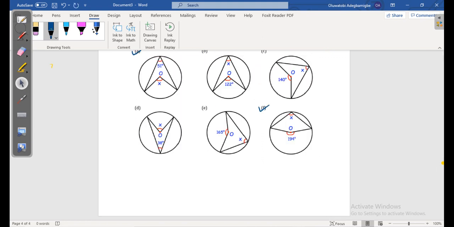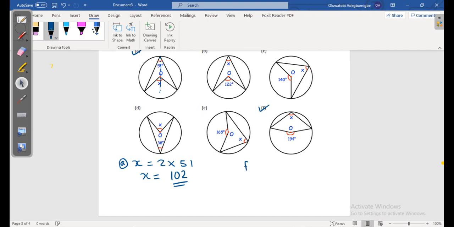This is the angle at the circumference. So if you draw, it stops here, X is closer. So X is the angle at the center, which is 2 times the angle at the circumference, which is 51. And your X is what? 102.